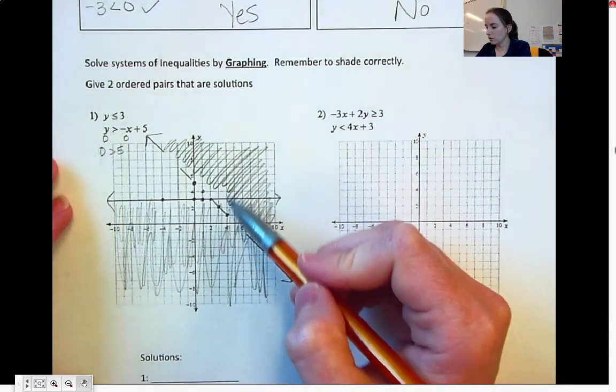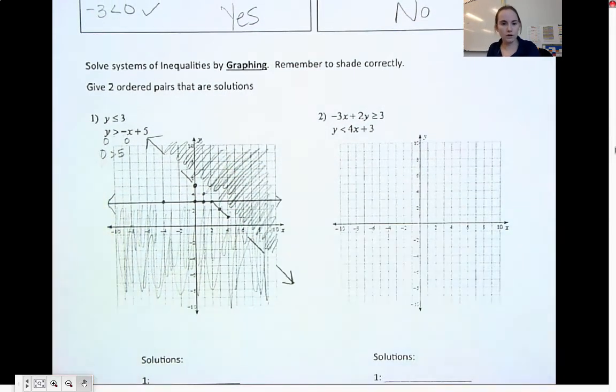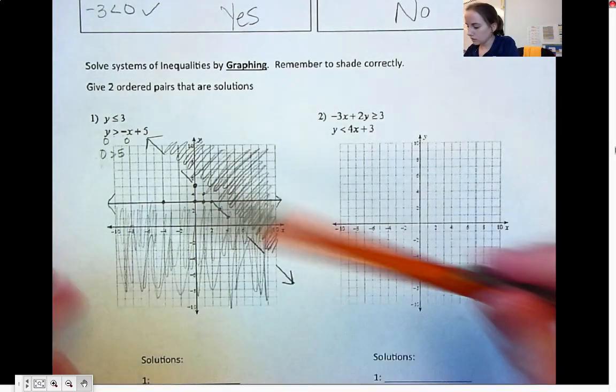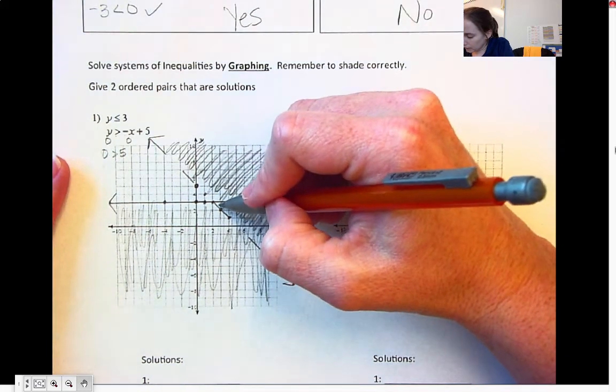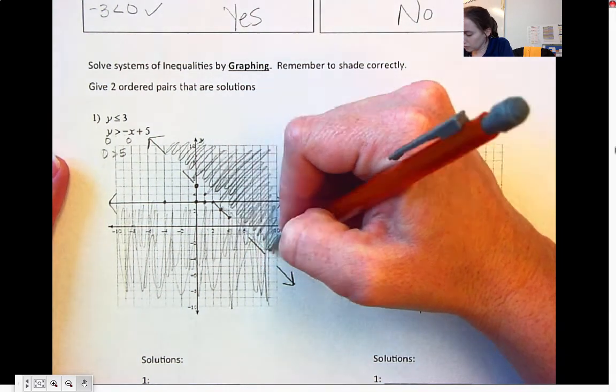Now it's really good if you use two different colors because then you can really see the overlapping. But notice this triangular area here has been colored twice.